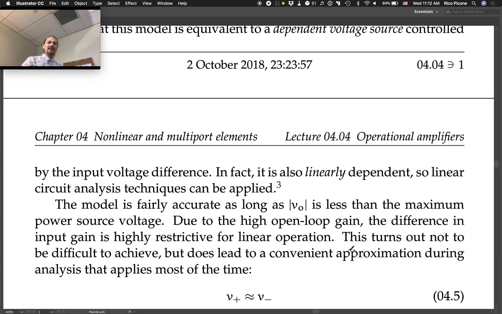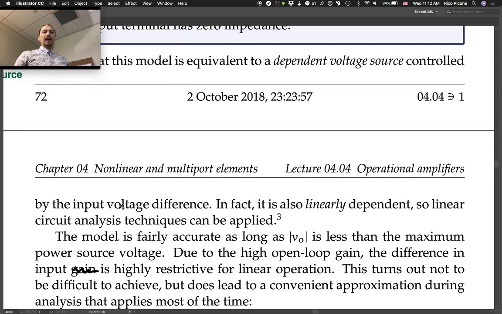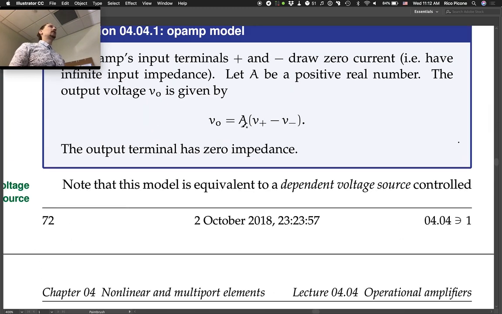Okay. So the model is fairly accurate as long as the magnitude of the output voltage is less than the maximum power source voltage. Due to the high open loop gain, the difference in input, this is not supposed to be the word gain here, the difference in input is highly restrictive for linear operation. So if A is 100,000 and you only have 12 volts max to put out, you can't have a very big difference between V plus and V minus before you saturate that output, right?